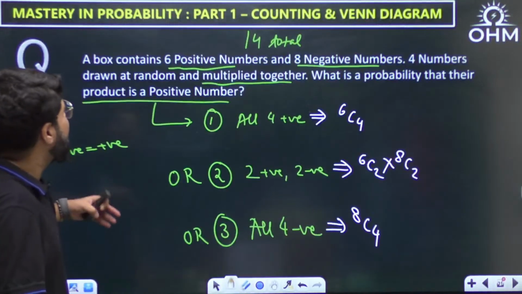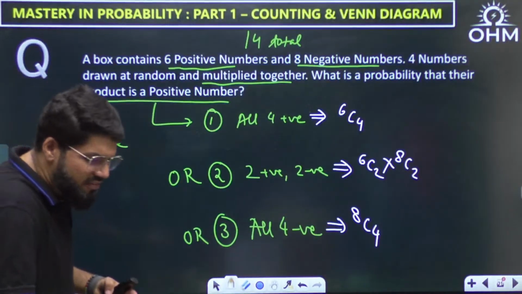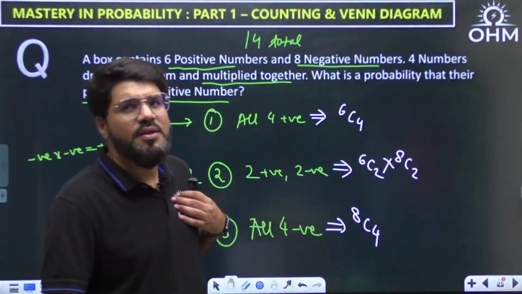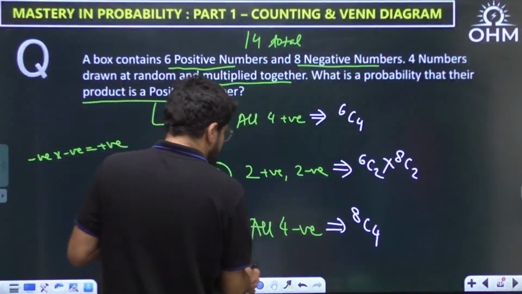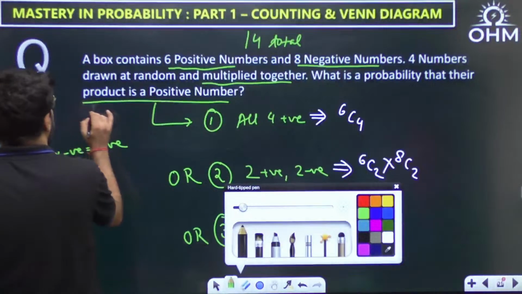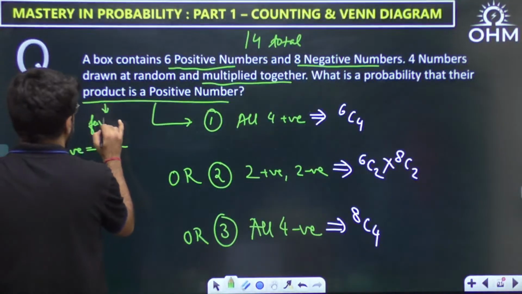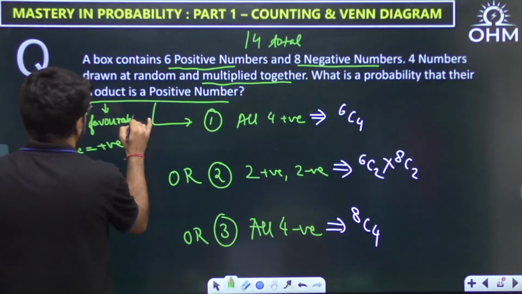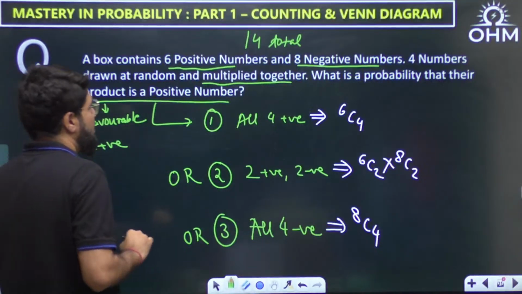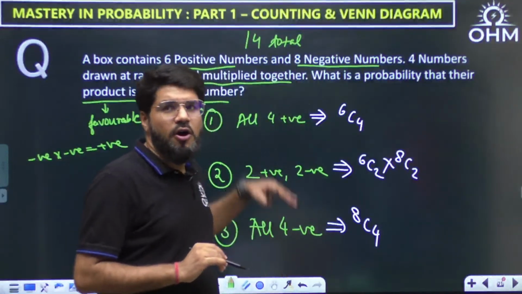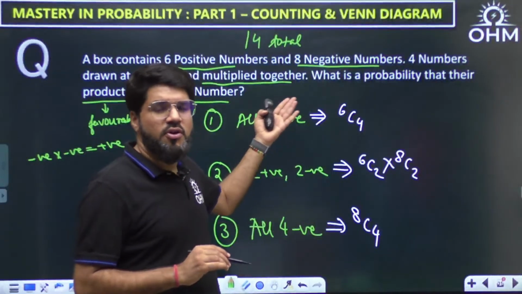So, understanding what your favorable event is. What is the favorable event? Whose probability is required? I require the probability that the product is a positive number. So this becomes favorable for me. Now, how many favorable cases? All four positive. Of course, the product will be positive.